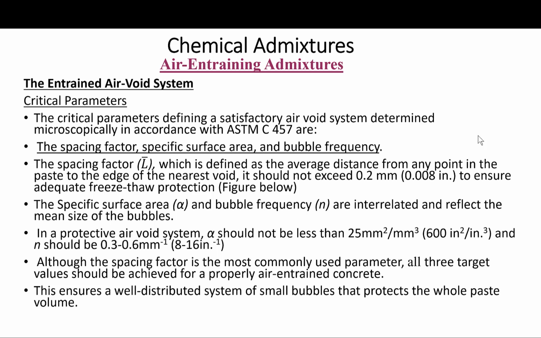The specific surface area, denoted as alpha, and the bubble frequency, denoted as N, are interrelated and reflect the mean size of the bubbles, basically. So in a protective air void system that will perform satisfactorily, alpha should not be less than 25 square millimeters per cubic millimeter, and N should be about 0.3 to 0.6 per millimeter.